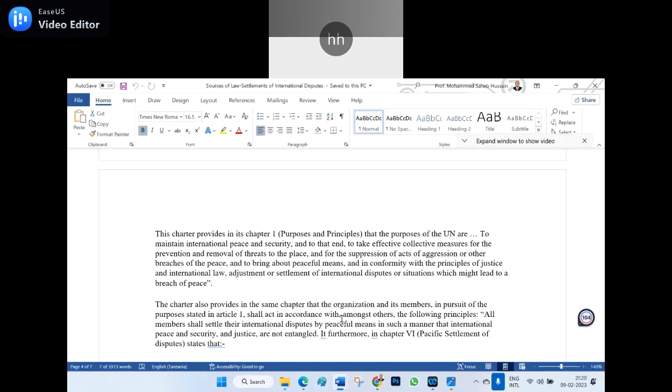The UN, ellipsis, to maintain international peace and security, and to that end, to take effective collective measures for the prevention and removal of threats to the peace and for the suppression of acts of aggression or other breaches of the peace, and to bring about by peaceful means and in conformity with the principles of justice and international law, adjustment or settlement of international disputes or situations which might lead to a breach of the peace. That is the source, the UN Charter. It is a primary and prime source of international dispute resolution or international dispute settlement.